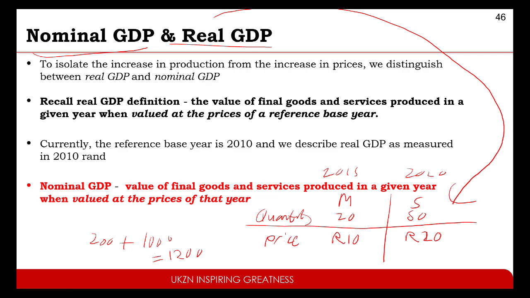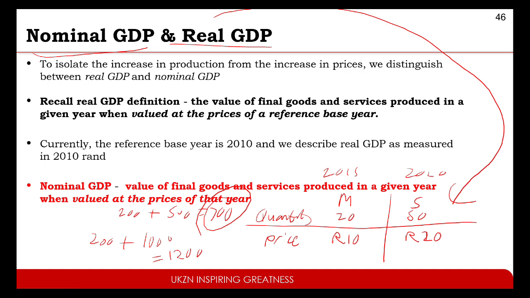So to calculate GDP now, I will say the same: 20 times 10 Rand, which is 200, plus, we won't say 50 times 20, we'll say 50 times the price of this base year. 50 times 10, which is 500. So the GDP is 700. And this makes more sense because there's no inflation. So real GDP calculates the price on the base year.